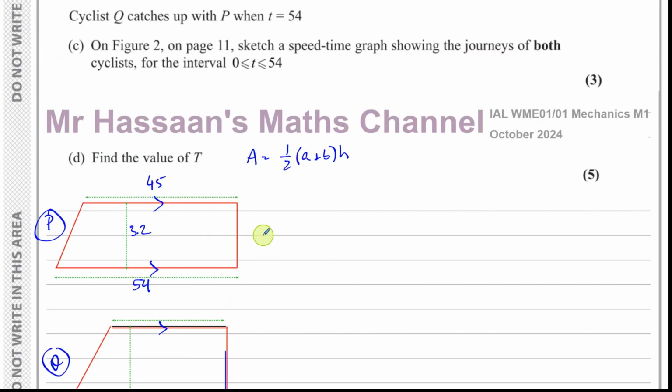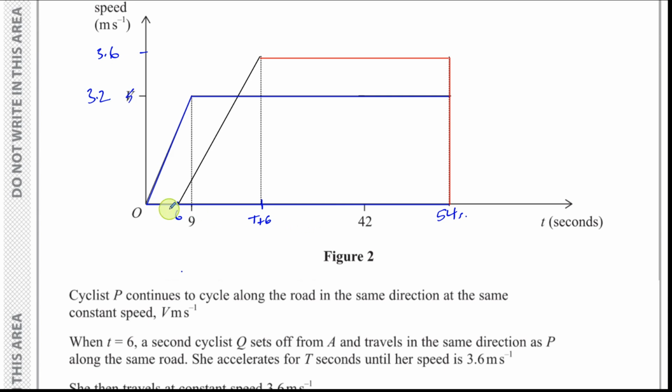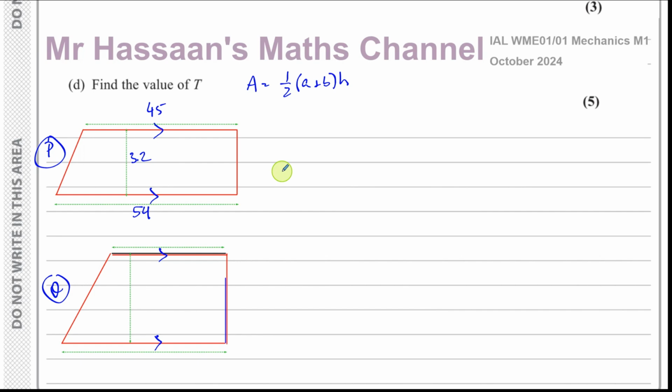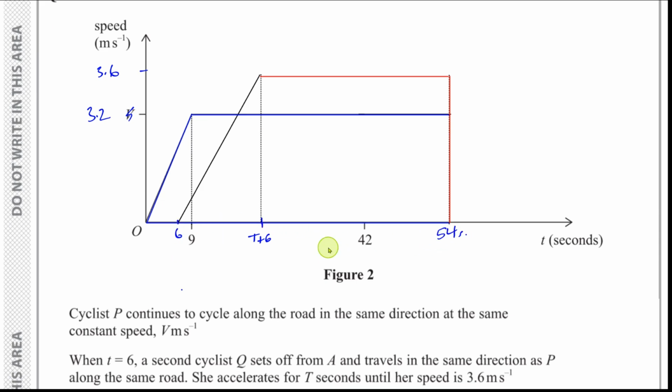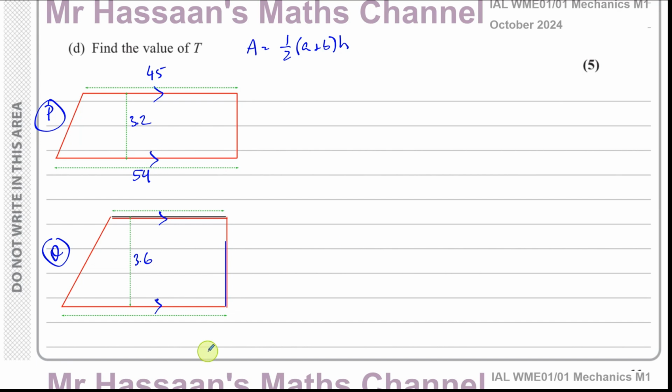And for Q, we have the distance between the parallel sides. This time it's, sorry, 3.6. Okay, 3.6 for Q. Right, so it's a larger one. And we have the distance from here, from 6 to 54. 54 minus 6 is 48. So 48 is the length of this parallel side.